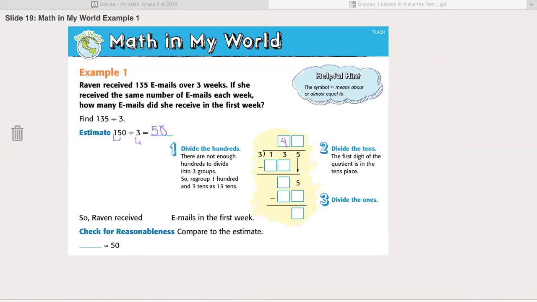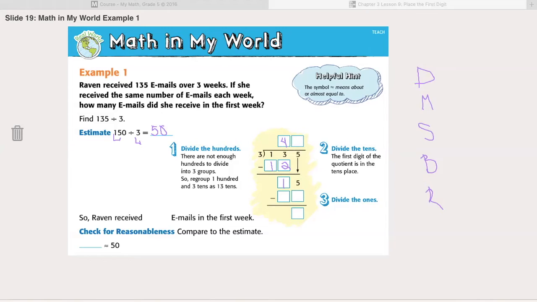4 times 3 is 12. So in terms of our order: divide, multiply, subtract, bring down, repeat. We did division, 13 divided by 3 equals 4. We did multiplication, 4 times 3 is 12. Now we can subtract. 13 minus 12 is 1. Bring down the 5 and repeat.